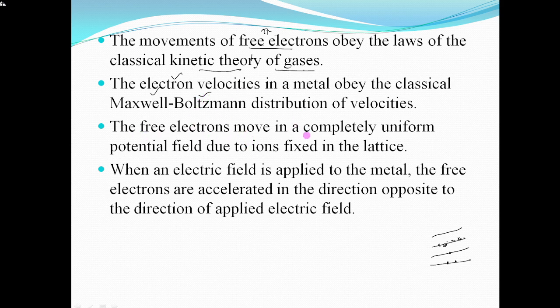Next, free electrons move in a uniform potential field, means they move in constant potential. Next, when you apply an electric field, see here what happens: the electrons will be moving in a direction opposite to the electric field. If the electric field is in this direction, the electrons will be moving opposite to the electric field. So these are the assumptions made by classical free electron theory.